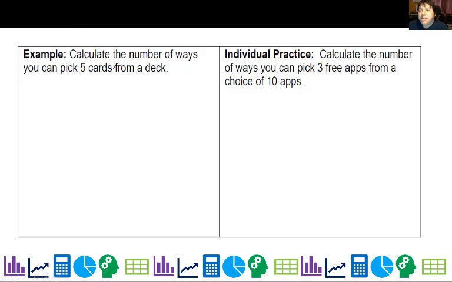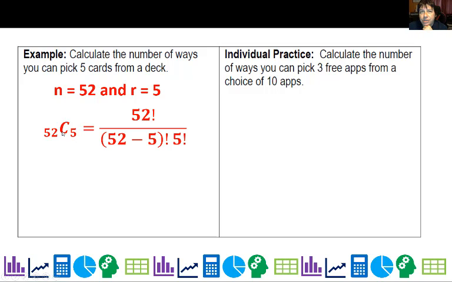So if I calculate the number of ways you can pick 5 cards from a deck, there are 52 cards in a deck and 5 to choose. Basically, I would write combination now instead of permutation. 52 factorial over what I don't pick factorial, and then 5 factorial, how many I do pick. And I would get 2,598,960 different poker hands, which is actually, I think they published that on the deck or something.